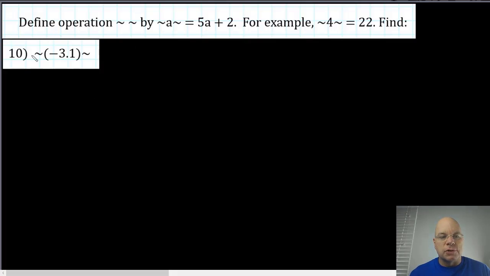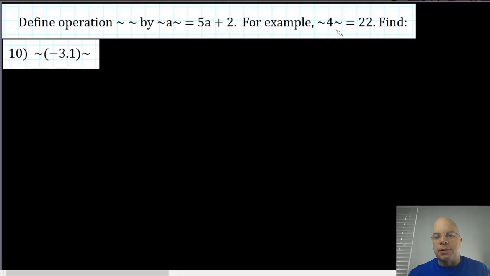So the first problem I want to do is problem number 10. This operation is defined this way. This is called a tilde. So tilde A tilde is equal to 5 multiplied by A plus 2. So basically you substitute whatever value you get for A into this equation or this function when you see this operation. And they'll typically give you an example, not always, but many times you'll get an example. It'll say, for example, if A was 4, your function would equal 22.